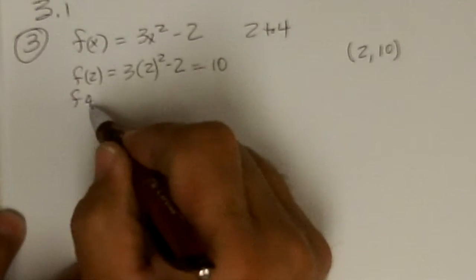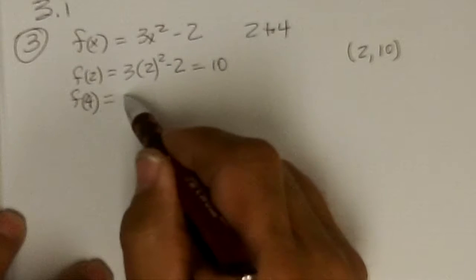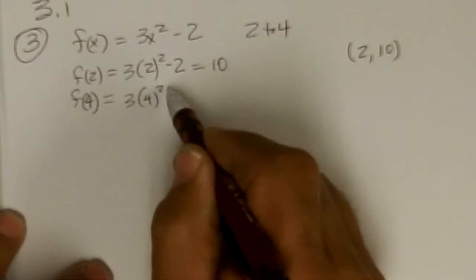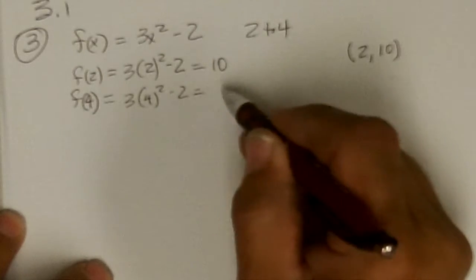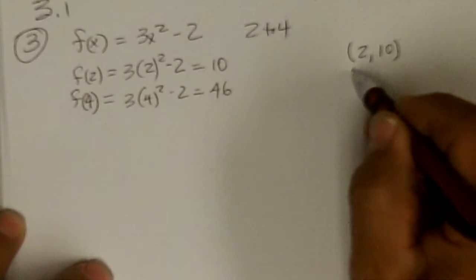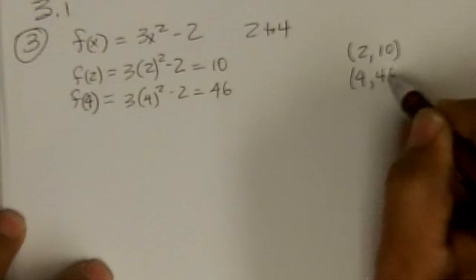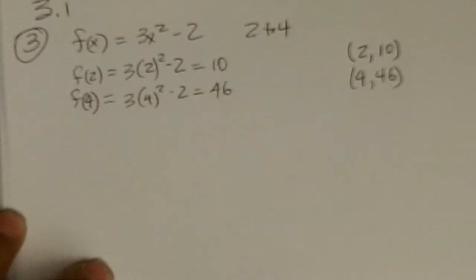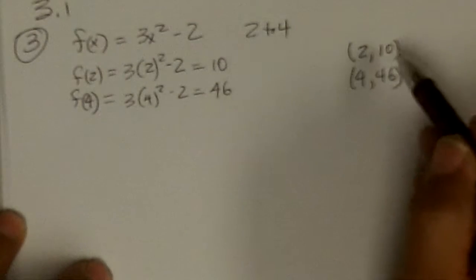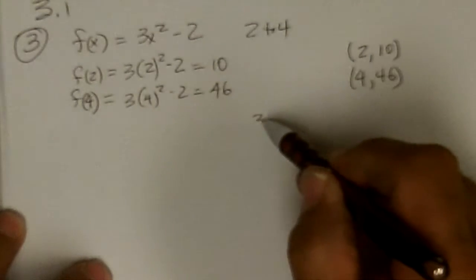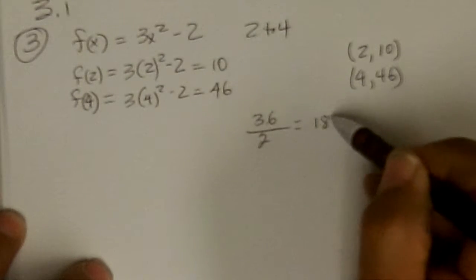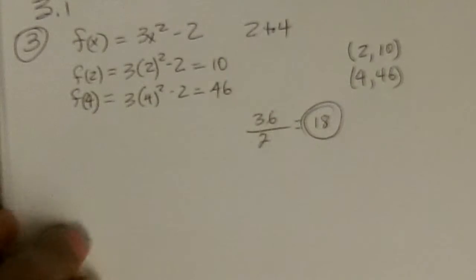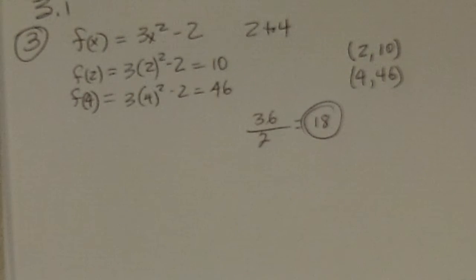Then f of 4 is 3 times 4 squared minus 2. 16 times 3 is 48, minus 2 is 46. So I get 4, 46. And the average rate of change is just the slope. How much does it change as it moves along? It goes 10 to 46, which is 36, and 2 to 4, which is 2, so its average rate of change is 18 for every one. That's the average rate of change.